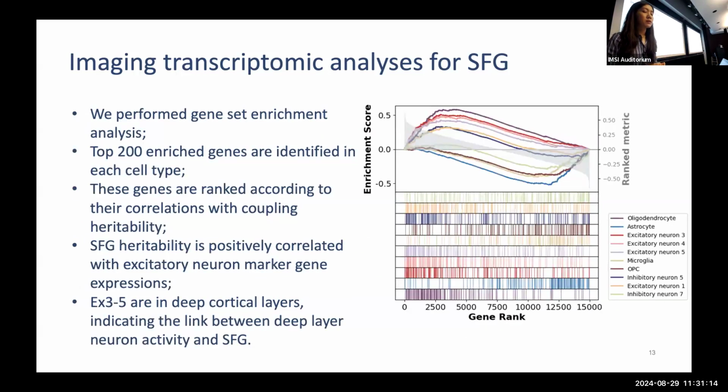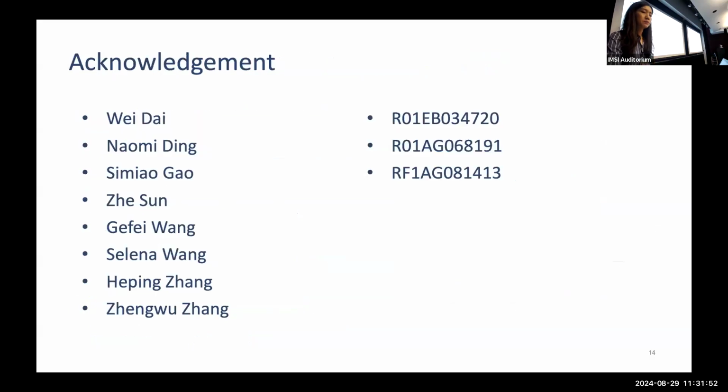And then we have also done some gene set enrichment analysis, showing that the genes that are ranked highly there, for instance, are positively correlated with excitatory neural markers. They are typically collected at the deep cortical layers and linked with deep layer neural activities. So those are the architecture of the gradient trees we studied.